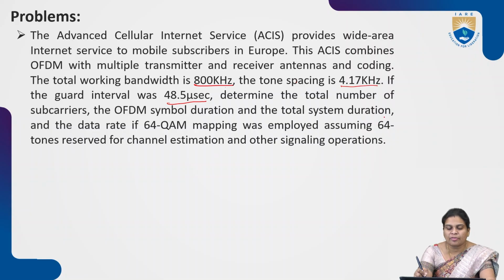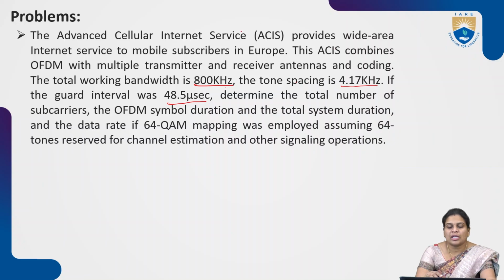Determine the total number of subcarriers, the OFDM symbol duration, the total symbol duration, and the data rate if 64 QAM mapping was employed, assuming 64 tones are reserved for channel estimation and other signaling operations. So this is the problem.